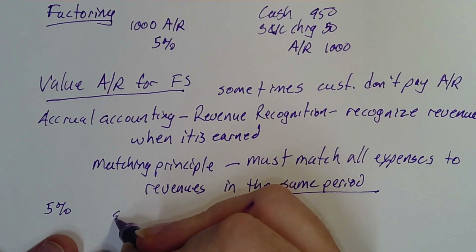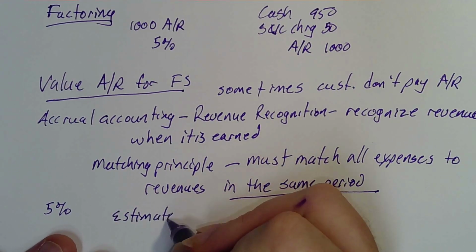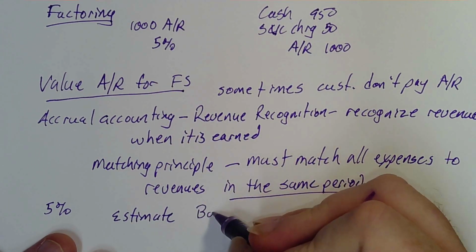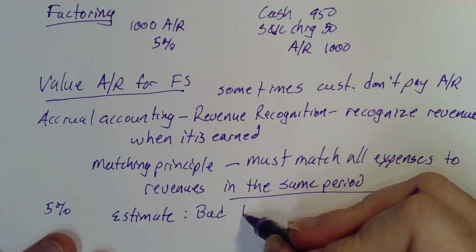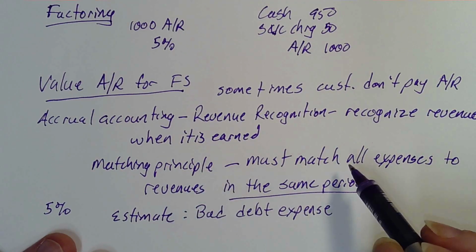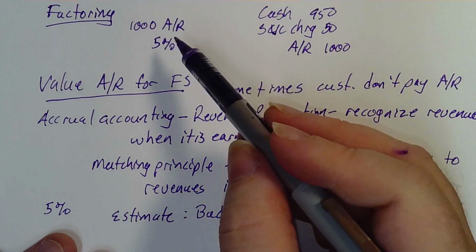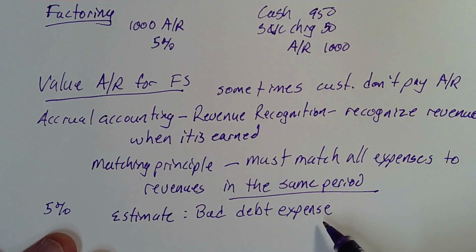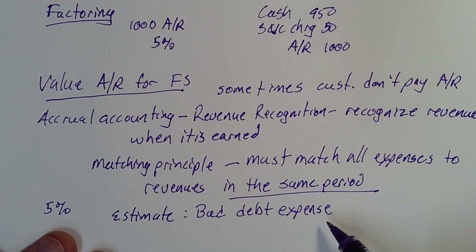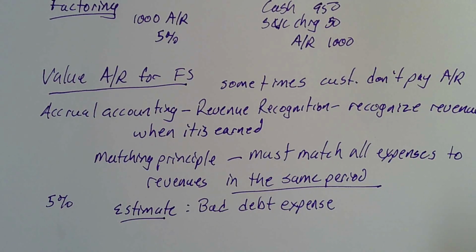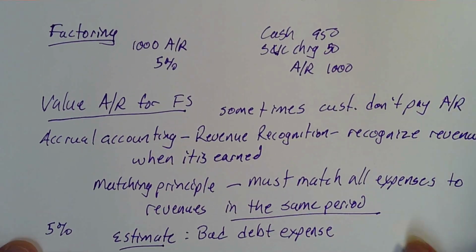We have to estimate this amount, and what are we going to call the amount that we don't collect? We're going to call that a bad debt expense. So you see, we have a matching principle. We have an expense. We say we sold $1,000 and we put it in AR, but some of that AR is not going to happen, and therefore we're going to record a bad debt expense. But just remember, this is an estimate. Let's look at the process of doing this estimate.